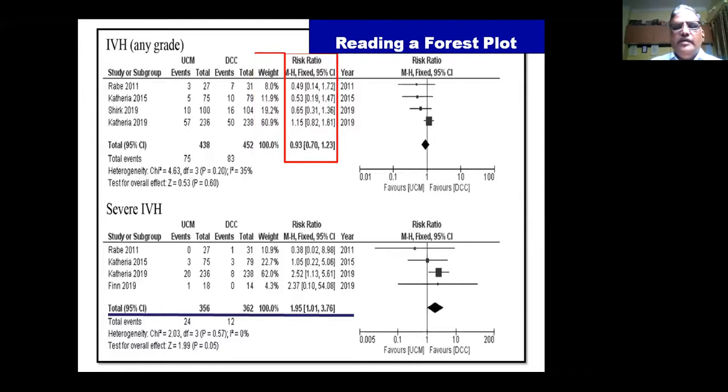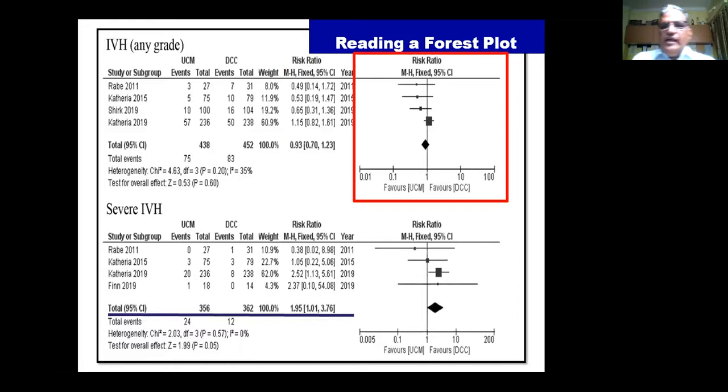Then it's the measure of association. It may be risk ratio, or sometimes what we call relative risk, or odds ratio or risk difference. So this will give you the point estimate and its confidence interval. The same information is depicted in this forest plot. That same information: this point is 0.49 here, and this is 0.14, going from 0.14 to 1.72.